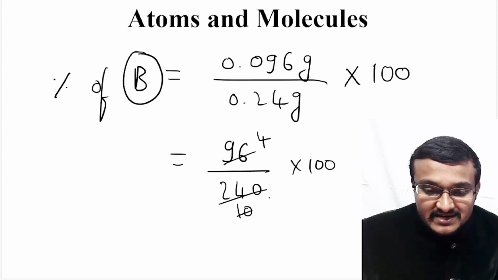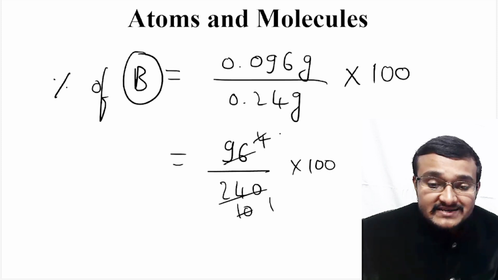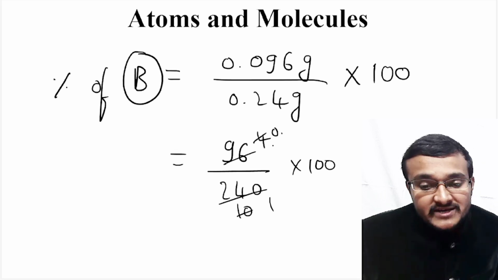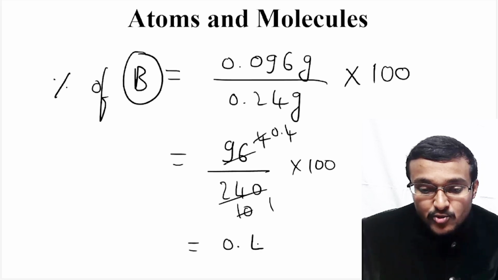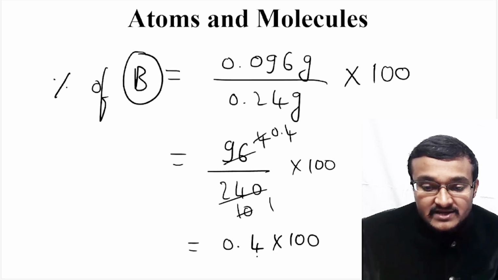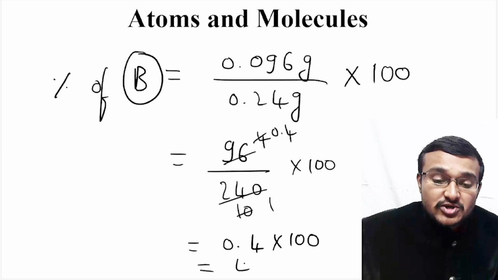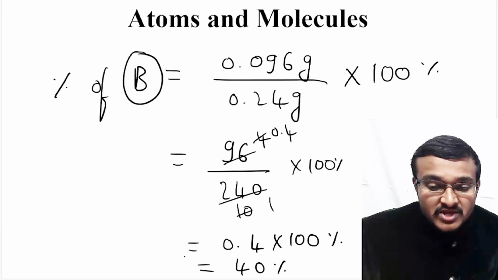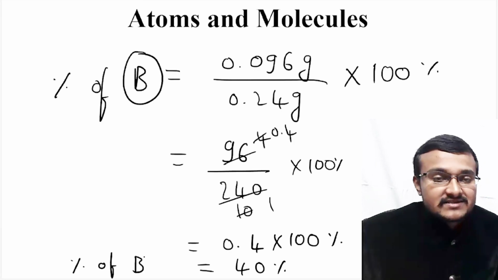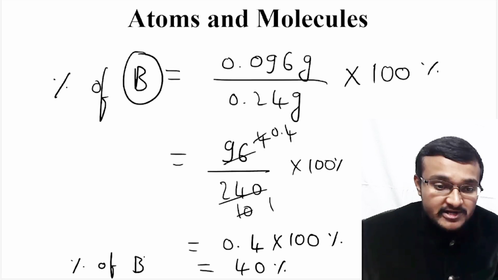So here 10 ones are 10. So 4 cannot go with 10, so we can take 1 point so that it becomes 40. So 10 fours are 40. So 0.4 will be your answer. So 0.4 into 100 will be there. So what is 0.4 into 100? That is 40 percentage, because here we are converting this into percentage, you have to put percentage symbol. So percentage of boron by weight in this particular compound is 40%.